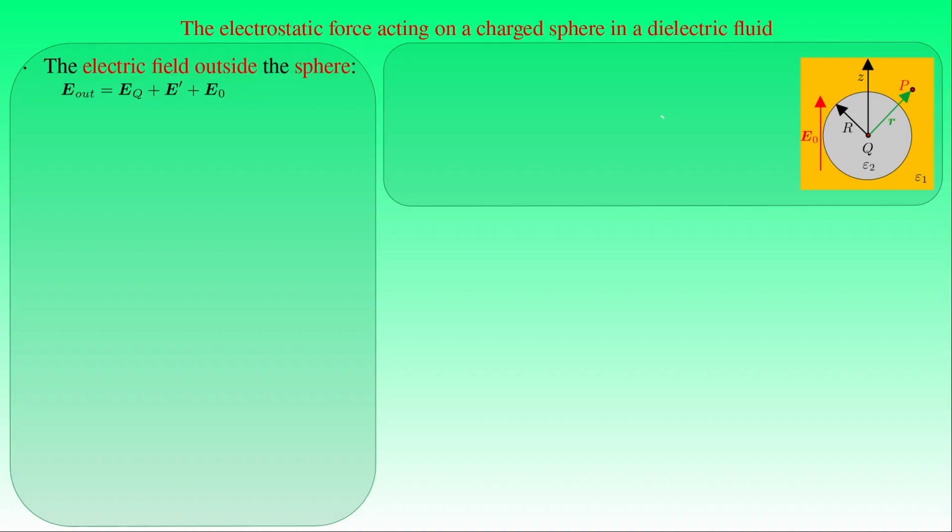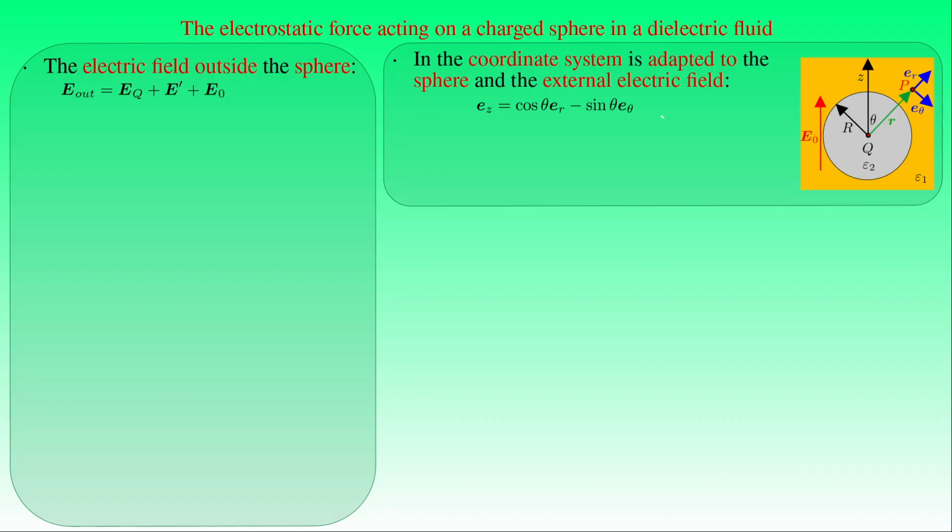In order to describe these fields we use a spherical coordinate system adapted to the position of the dielectric sphere and the direction of the external electric field, that is with the origin at the center of the sphere and the polar axis pointing in the z direction. Then the coordinate components of the physical fields in the problem have no azimuthal dependence, and the unit vector pointing in the z direction can be decomposed as the cosine of the polar angle theta times the unit vector e_r pointing in the radial direction, minus sine theta times the unit vector e_theta pointing in the polar direction.